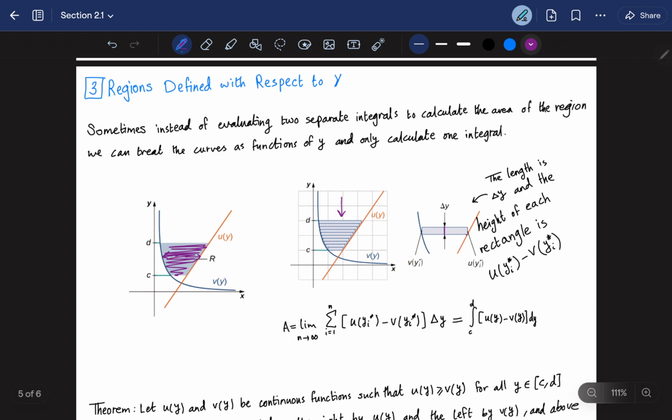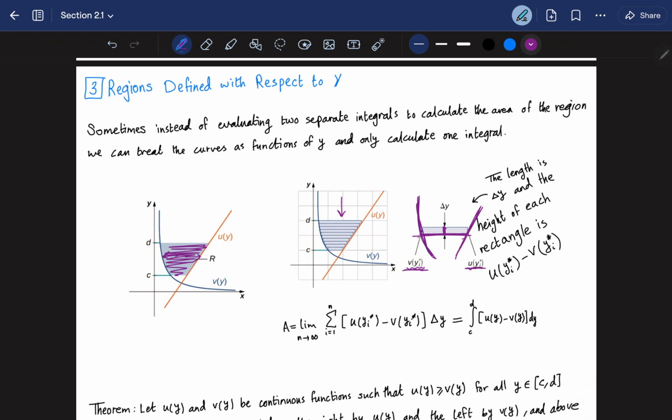And this is my height, yeah. And my width here is going to be u of y minus v of y, because these are my values of u once you plug in y, and this is the value of v once you plug in y. So my height would be delta y, and my width would be the difference between u of y minus v of y.